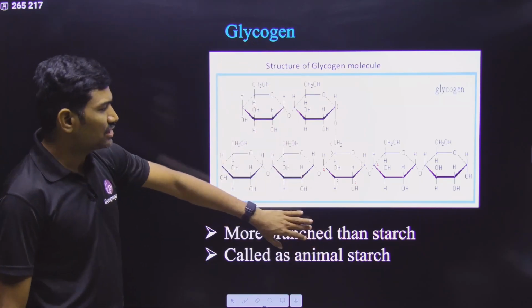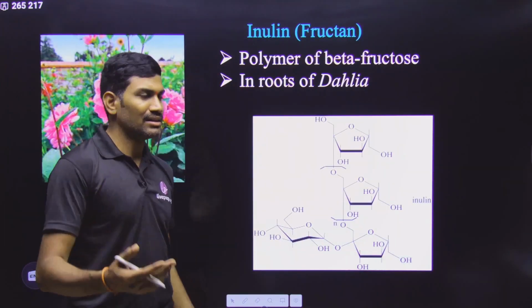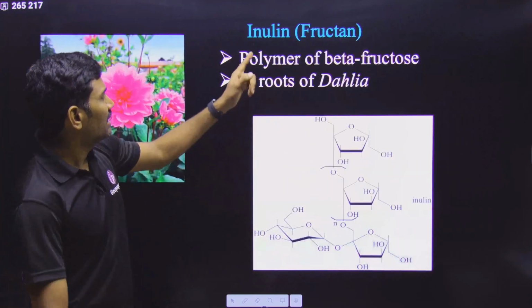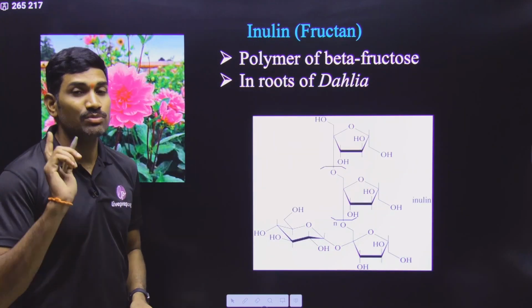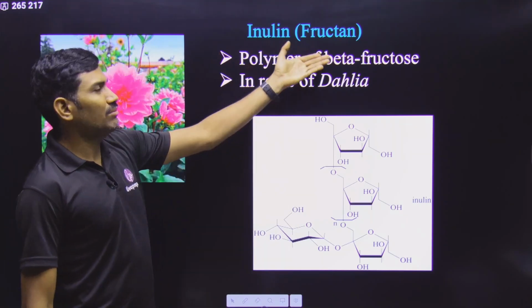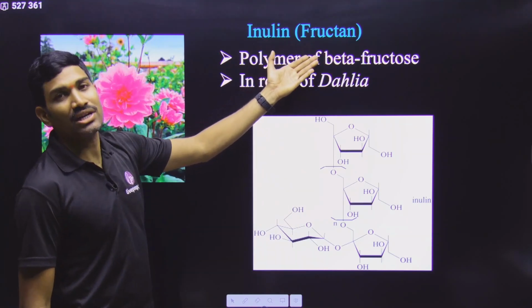So in this way, glycogen is one important example. Glycogen is a storage polysaccharide like starch. And next another one we are studying is inulin. Spelling is very important. It is inulin, not insulin. It is a polymer of fructose, that's why you can call it a fructan.